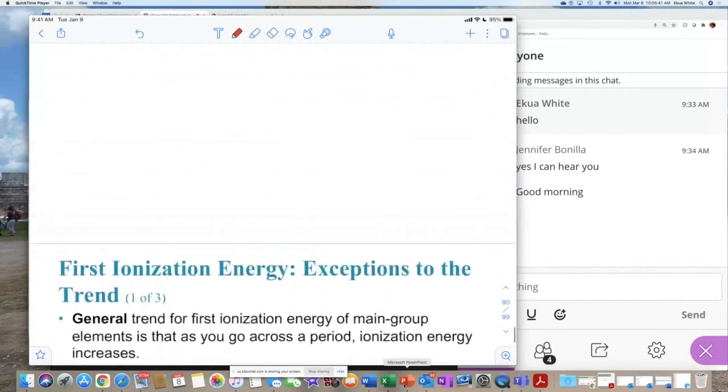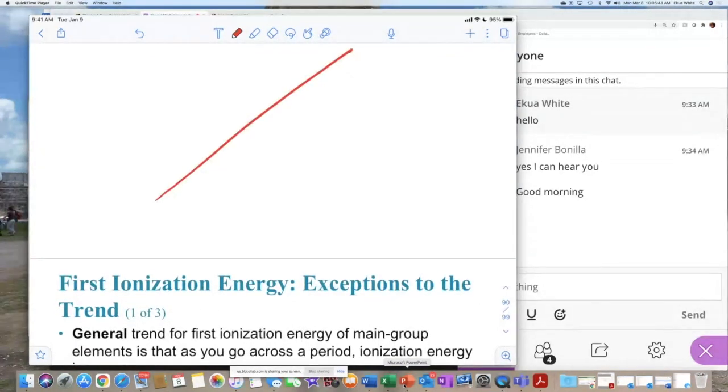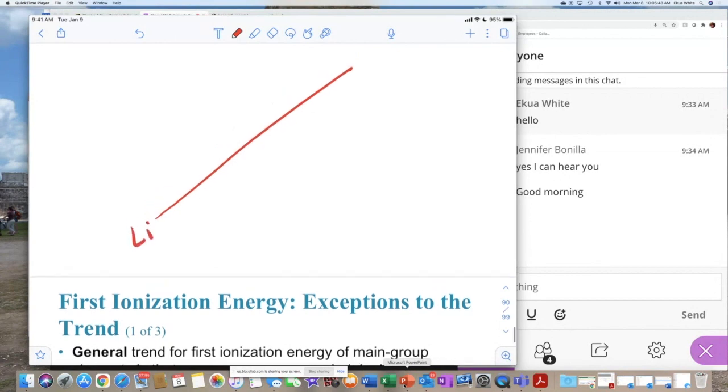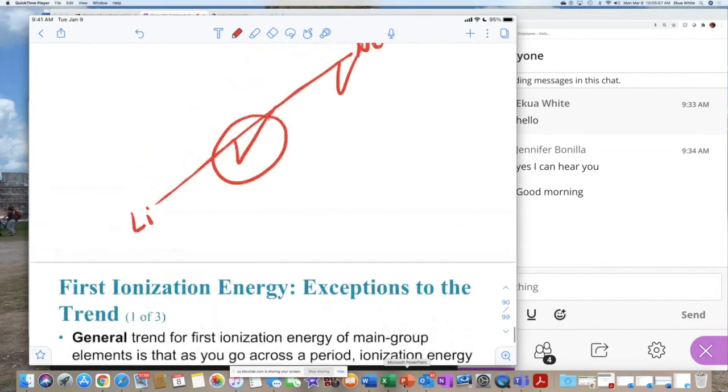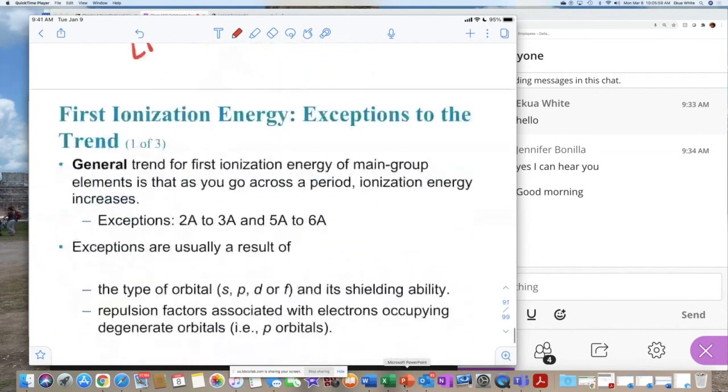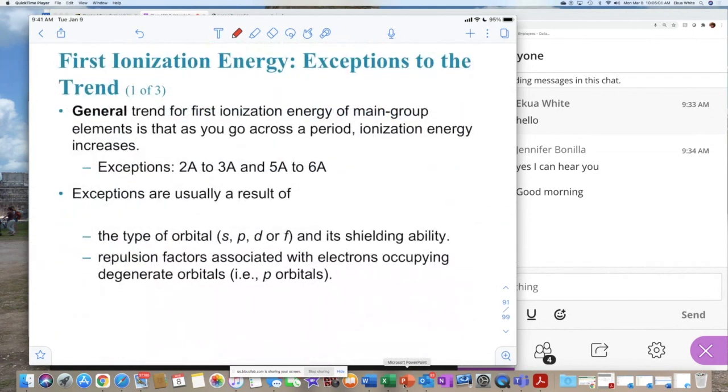Now, let's see why it doesn't just go like this, right? Across the period, from lithium all the way to neon, why don't we have a straight line? Why do we have something that goes like this and then goes like this? Why do we have those little kinks? Remember that in reality, these electrons are in sublevels. Yes, they're in energy levels, but they're really in sublevels. And stuff happens when the energy level breaks apart into sublevels.